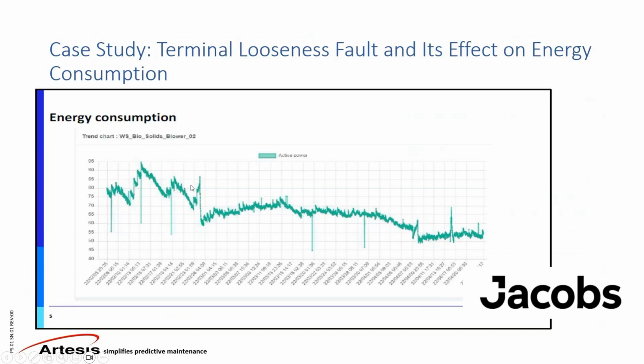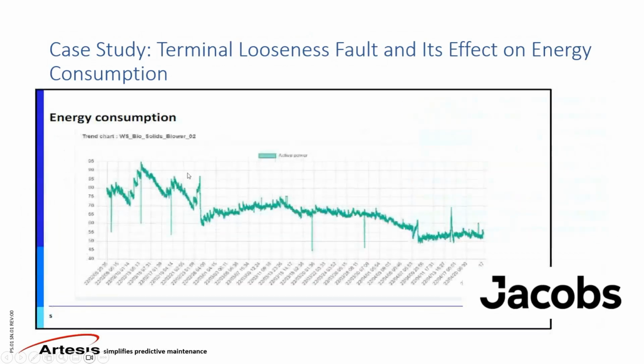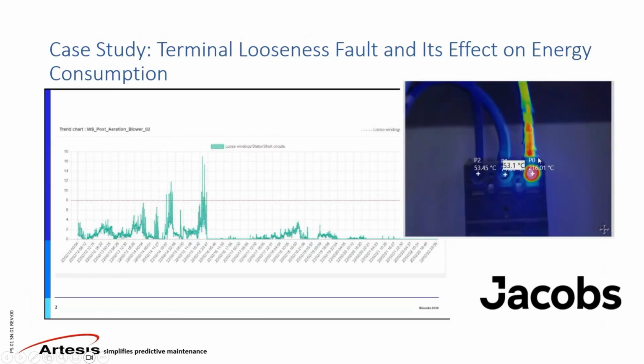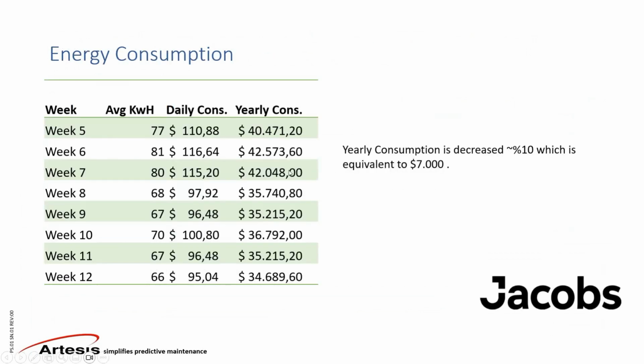You can see the active power consumption significantly dropped around the same time this has increased. So a small issue like a loose connection will actually cause that. And you can see that drop in the efficiency and active power consumption was, if this was running for a full year, equivalent to $7,000 per year in these motors.